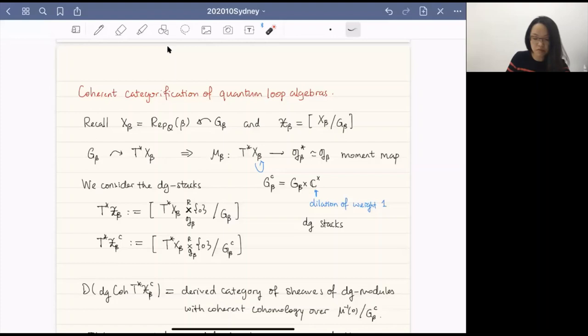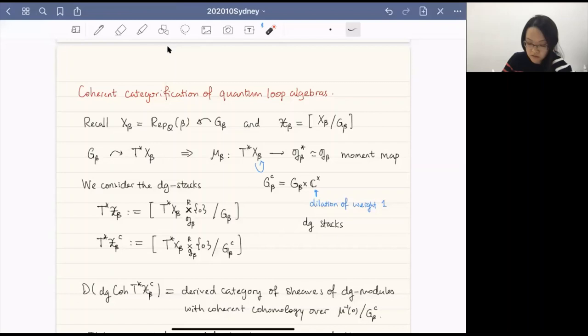So recall we had this representation space for the quiver Q, x beta, which has an action of the group G beta on it. And we have discussed constructible sheaves on this stack curly x beta. Now we're going to consider the cotangent of this stack, and this is defined in the following way. You consider the induced action of g beta on T star of x beta. This is a Hamiltonian action, and you get a moment map from it, which sends the cotangent of x beta to the dual of the Lie algebra of g beta. This is the moment map.